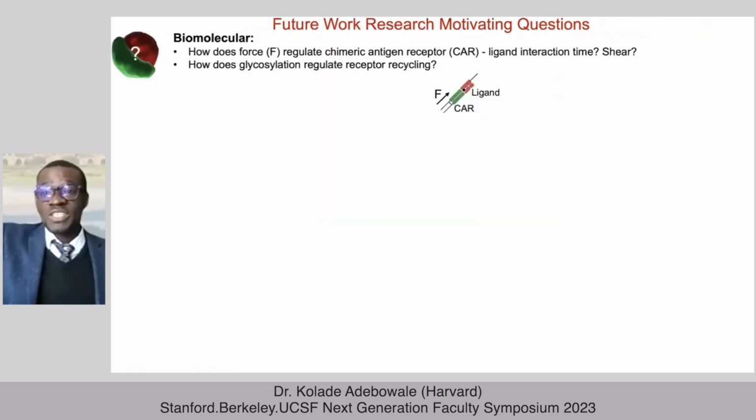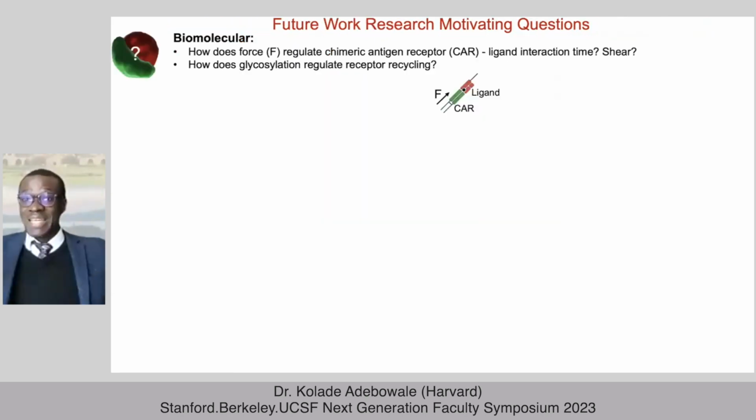This then raises a number of questions that we can address in the future at different length scales. For example, at a biomolecular length scale, what is the role of mechanical forces in regulating the chimeric antigen receptor and cognate ligand interaction time? Does it matter what the nature of these mechanical forces are? Are they shear forces or normal forces? What is the potential role of glycosylation in regulating receptor recycling?